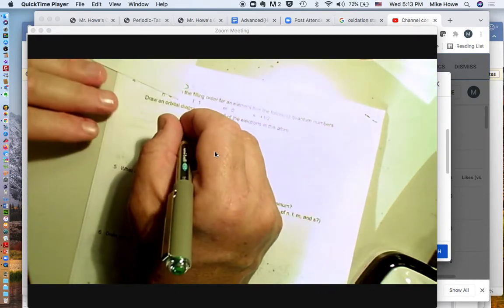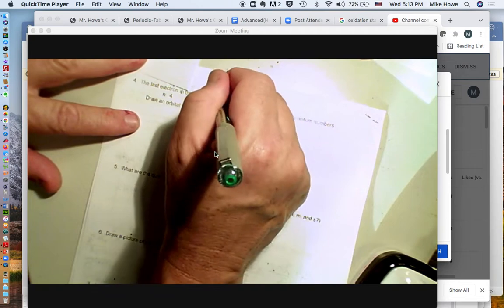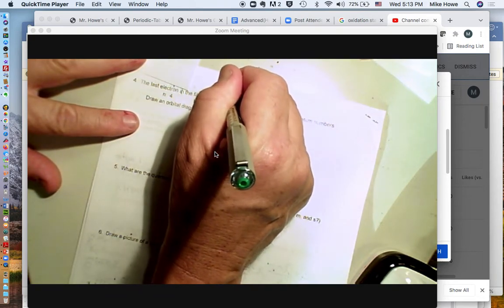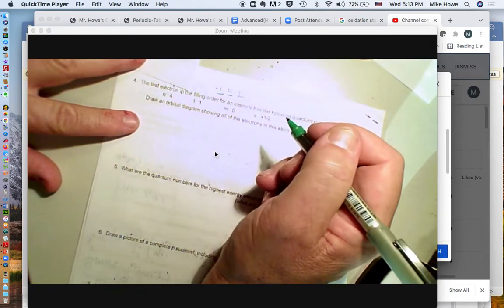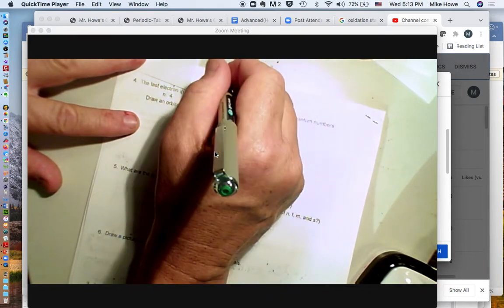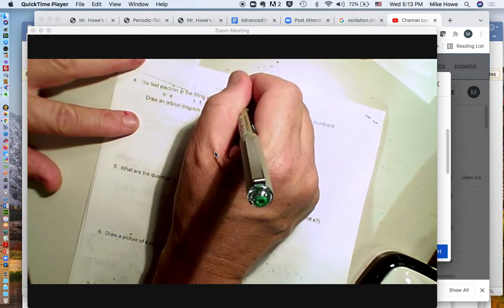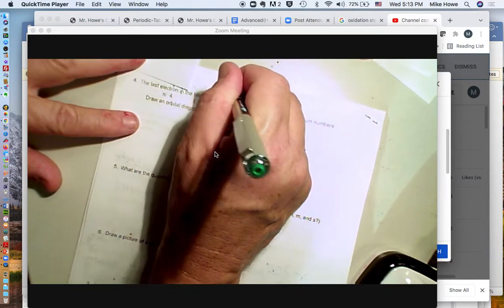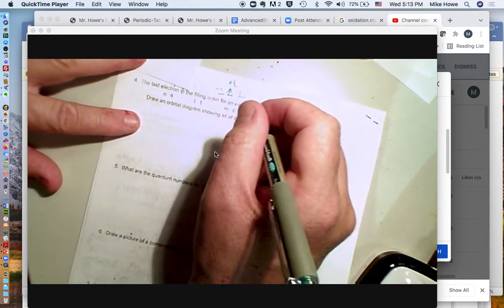Okay, so we know m is 0. Remember there are three orbitals: -1, 0, and 1 are the three values. And this positive 1/2 means it's spinning clockwise, like that. So that's the first electron in that orbital. So let's see if we can figure that out.